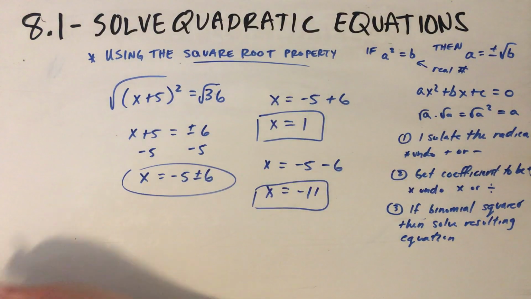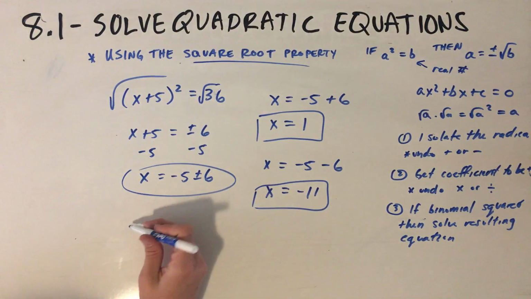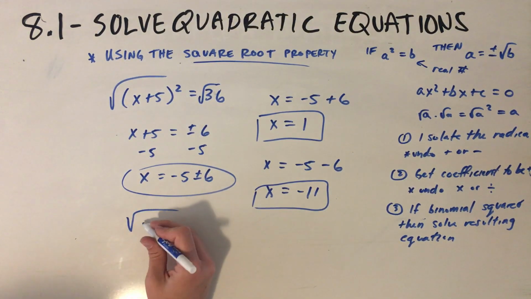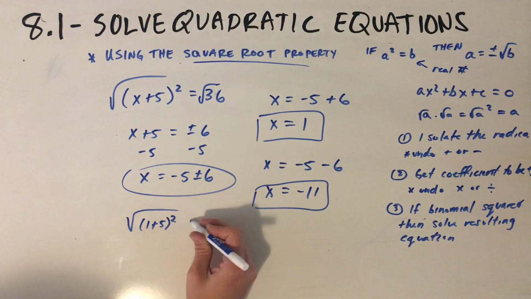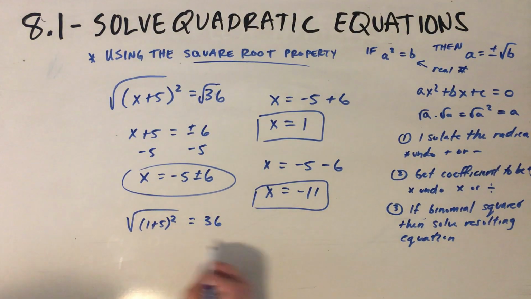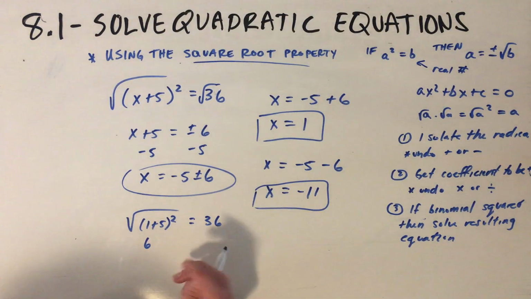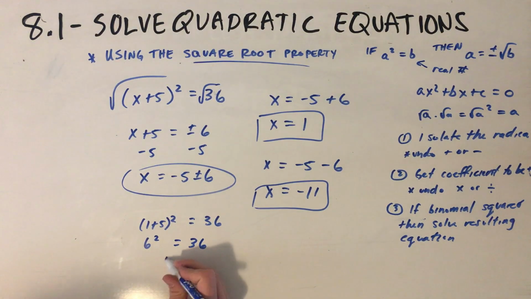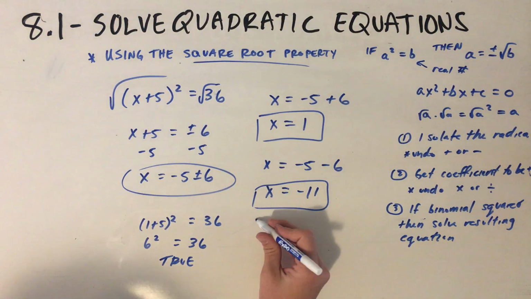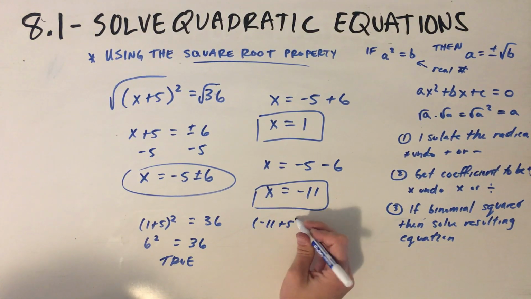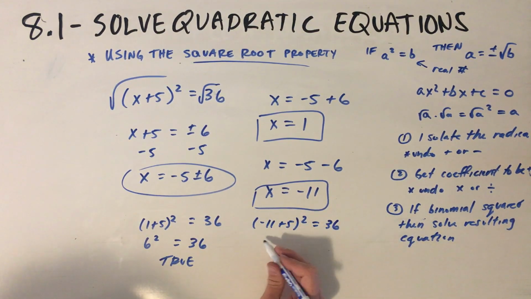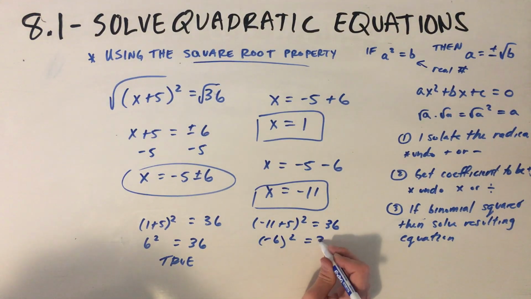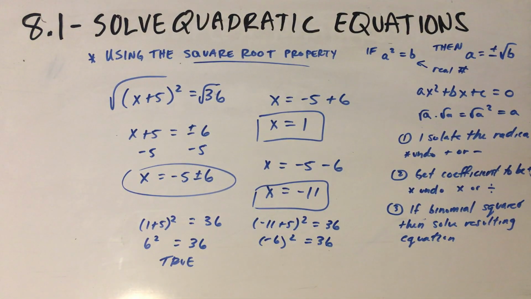x is the value of negative 11, and x is the value of 1. You can plug those back in and verify that they work. If we plug 1 into the original equation, we get 1 plus 5 squared is equal to 36. Well, 6 squared is 36, so this is true. The original equation also could have negative 11 plus 5 squared equal to 36. Well, negative 6 squared is indeed equal to 36. So you can see how you can get the answers here.